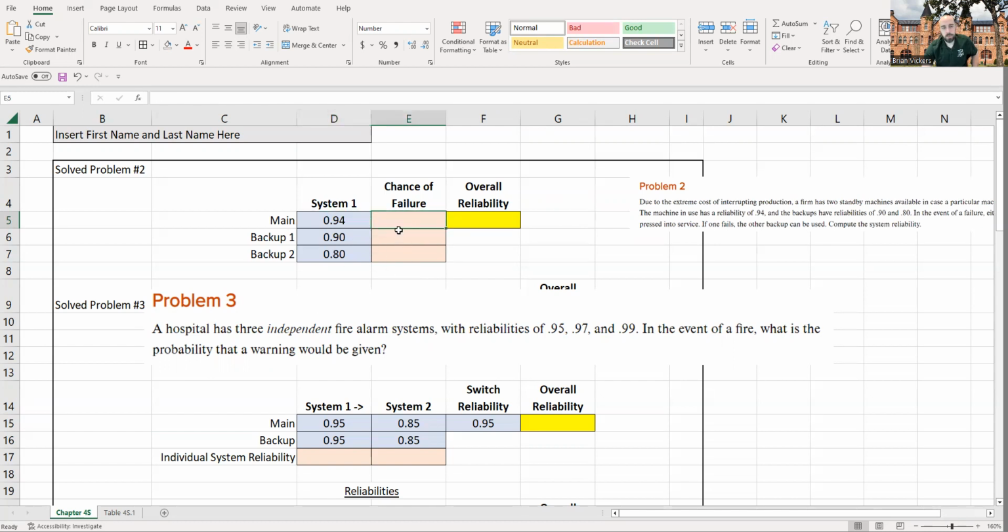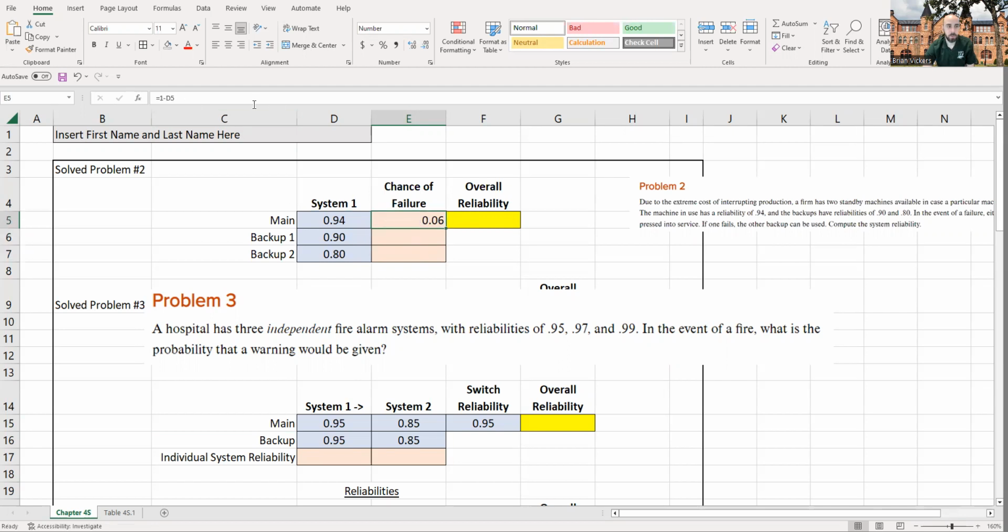What we want to look at, just so you see what's going on here, is what's the chance that the main system fails. The main system is going to fail the inverse of 94%. The inverse means if you have a percentage, 1 minus that percentage is what's left over. The difference between 100% and that percentage is the inverse of it. So 1 minus 94% is 6%, right? 1 minus 94 is 6. So 6% here, that's your chance of failure.